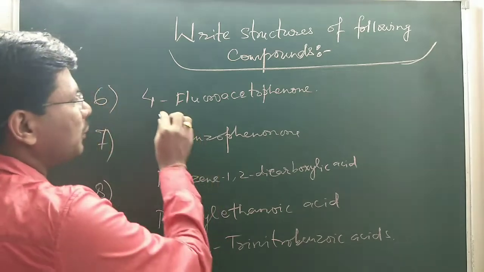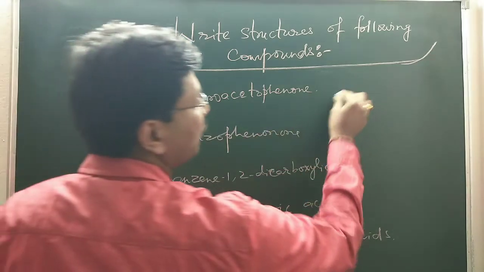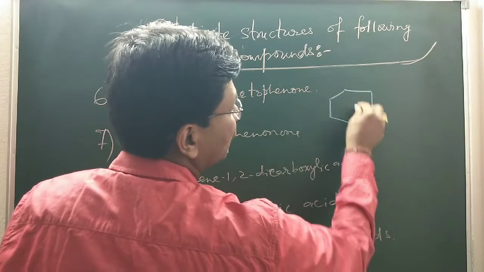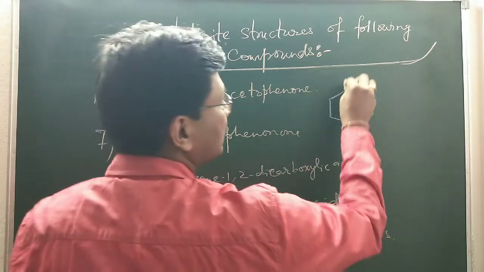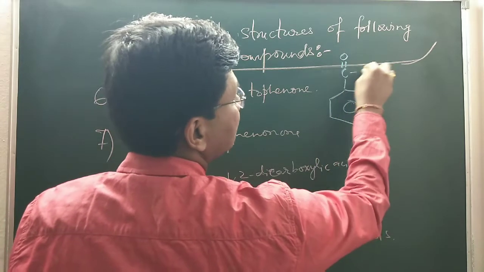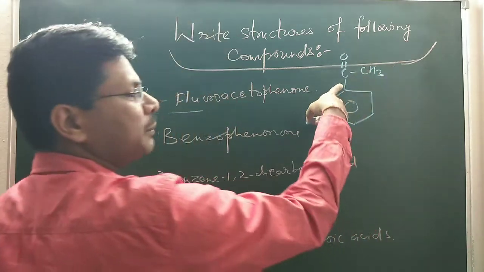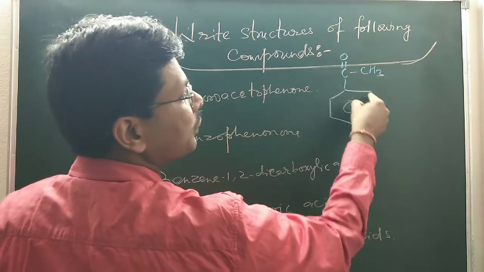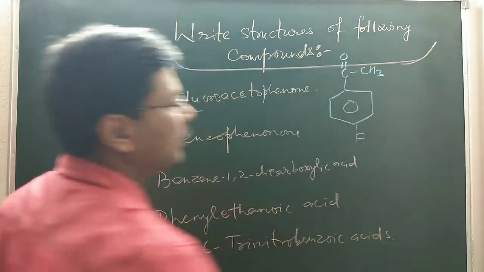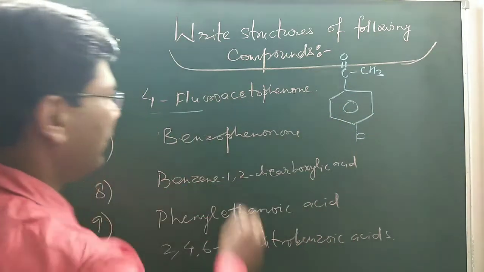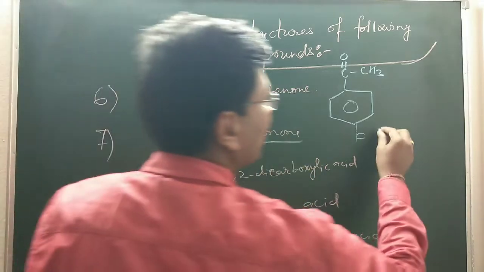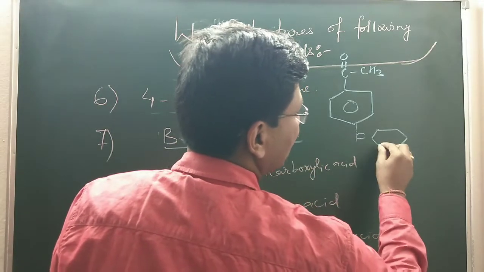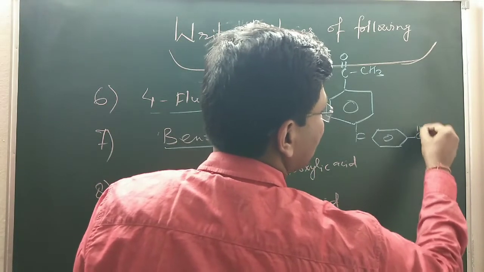Before you know how to write 4-fluoroacetophenone, first you have to know what acetophenone is. Acetophenone is methyl phenyl ketone. This position is given 1, that's why it is acetophenone. Then 2, 3, 4, so the 4 position is fluoro. So this is 4-fluoroacetophenone. Next is benzophenone. You have to write 2 benzene rings separated by a carbonyl group. So this is benzophenone.